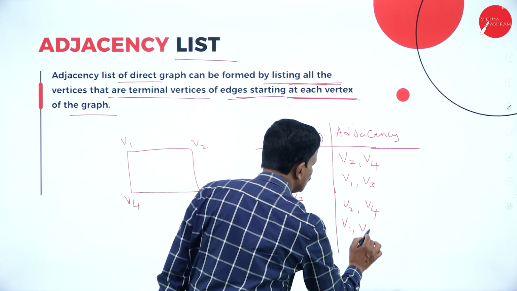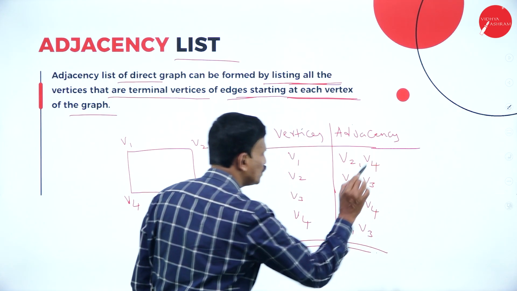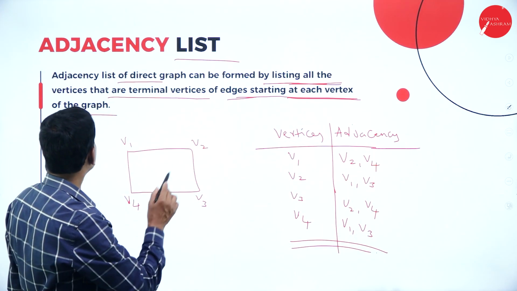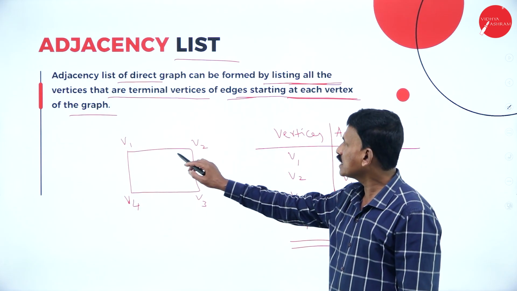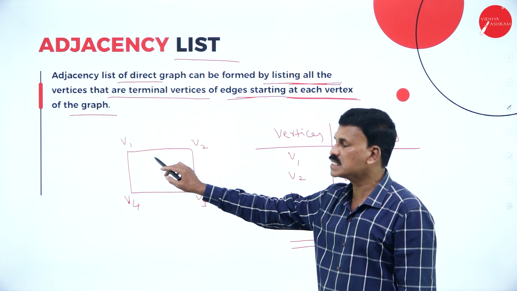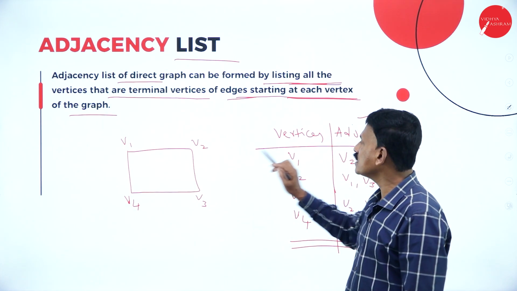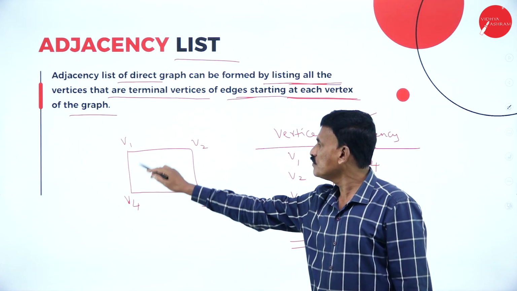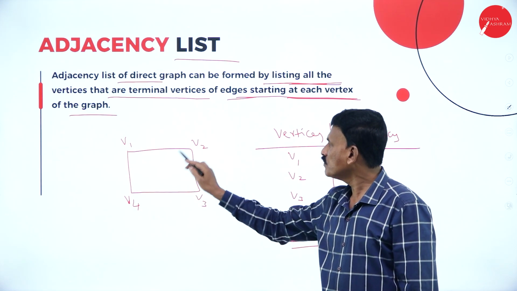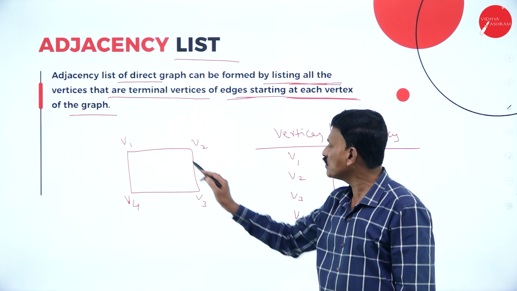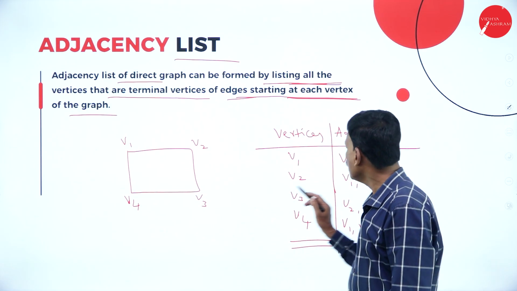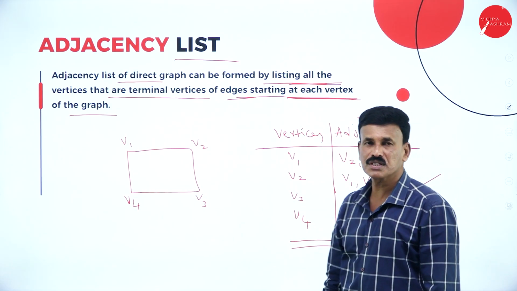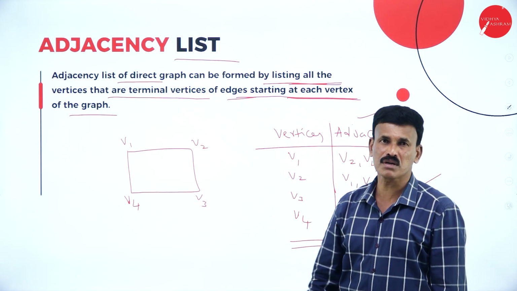So, V1 and V3. This is how we are going to write the adjacency for a given set of vertices. The terminal vertices of the edges will give the adjacency. For V1 it is V2, V4 and V2. For V2 it is V3 and V1. For V3 it is V2 and V4. For V4 it is V1 and V3. These are the adjacency for the given graph. Very simple concept.